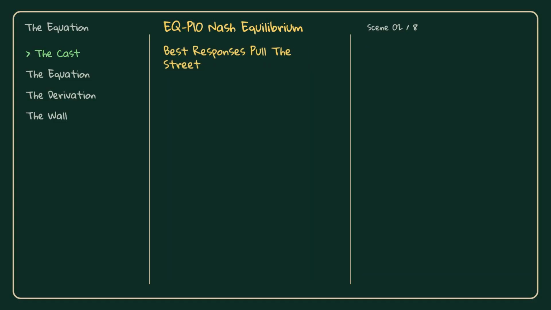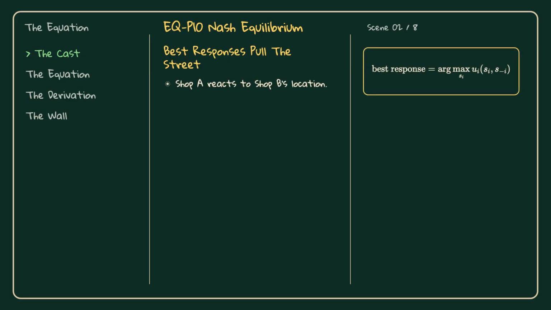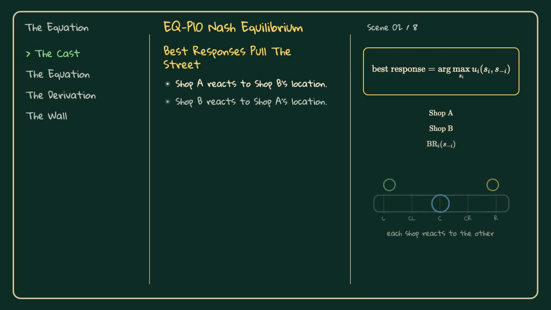If shop B is at the train station, shop A asks where it should go. If shop A is near the offices, shop B asks whether to stay or move. Each side is not solving the whole world. Each side is answering a conditional question. Given them, what should I do? That is the engine of Nash. If every player is best responding at the same time, what does that point look like?